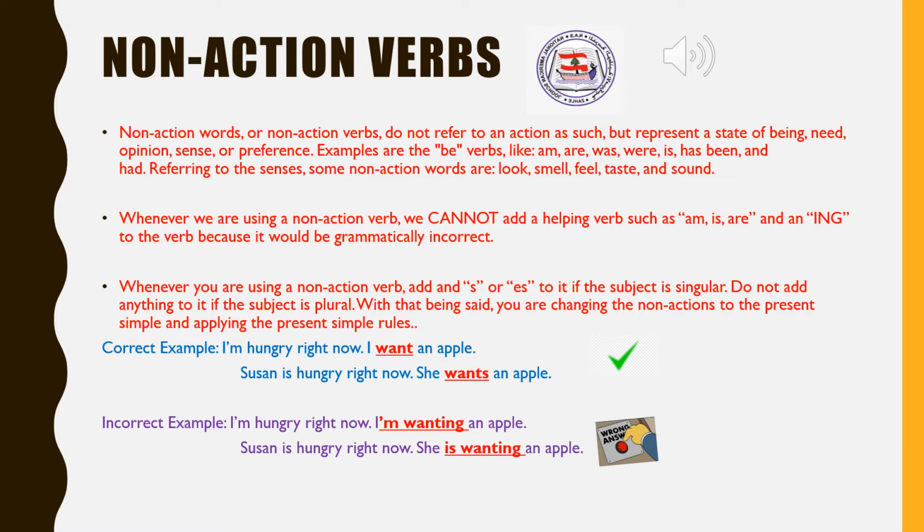I am hungry right now. I want an apple. Susan is hungry right now. She wants an apple. Even though Susan wants the apple right now, because want is a non-action verb, we cannot add a helping verb and an ing to the verb want because it would be incorrect.